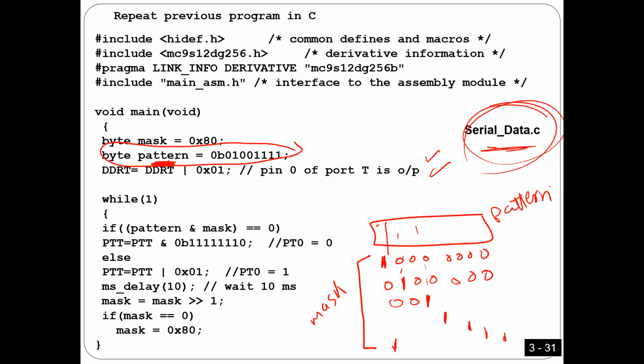Okay. I'm going to use another variable called mask. This mask should help me so that I can check the bits. So the value of this mask should be, in the first iteration, something like that, which is 80. That's why you can see this one is 80. Okay, 1 0 0 0 0 0 0 0.